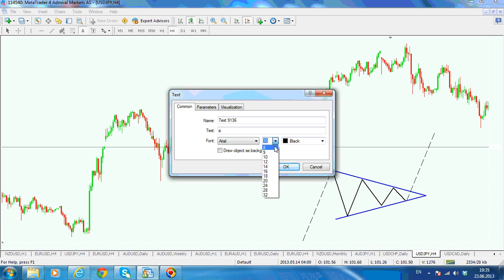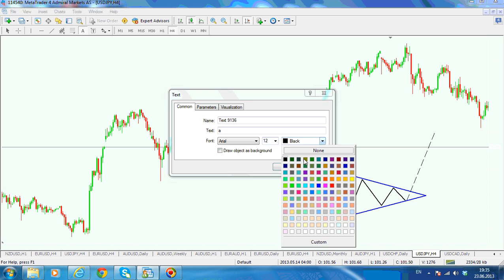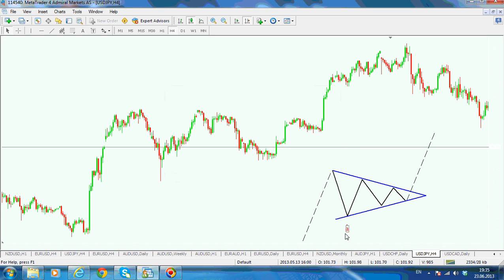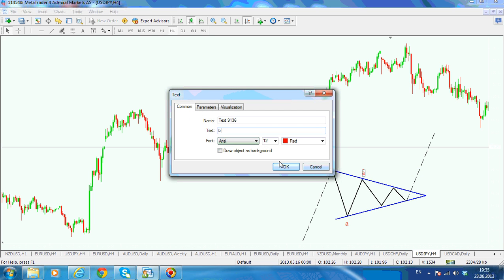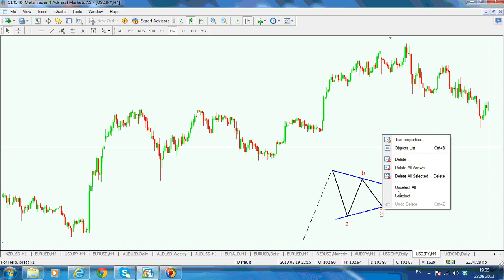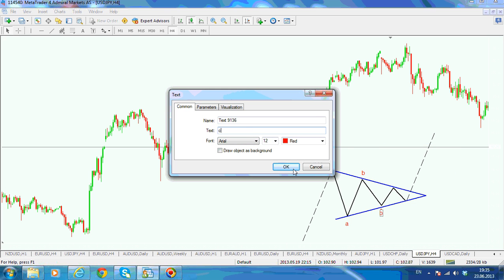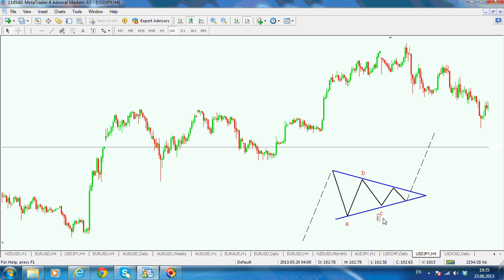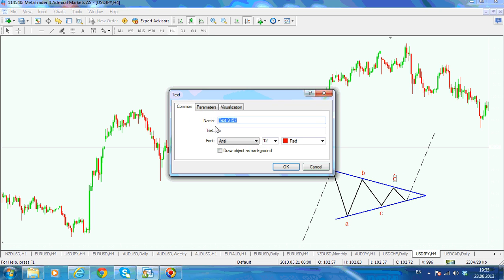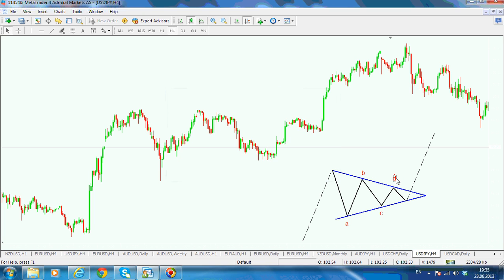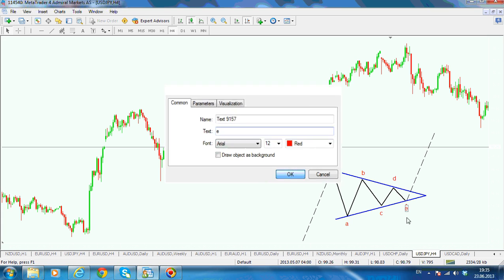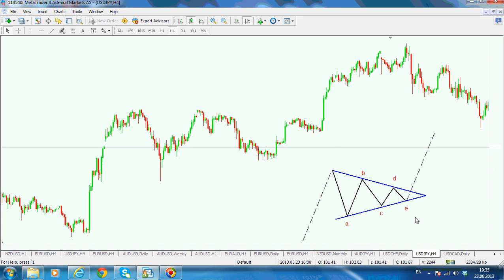Let's make it of a higher degree. A, B, C, D, and E. So this contracting triangle looks like a continuation pattern, and if it breaks to the upside, it is considered a continuation pattern.